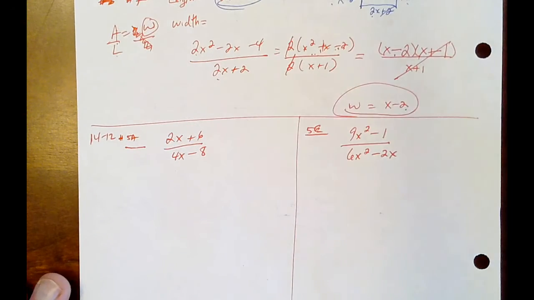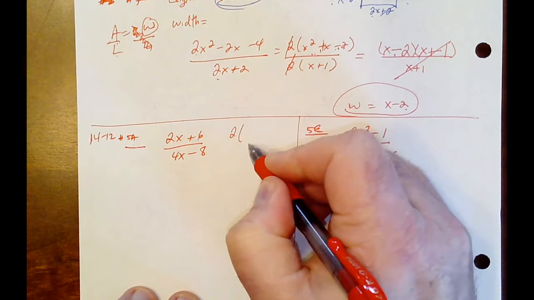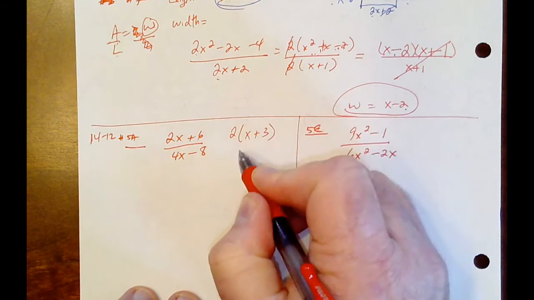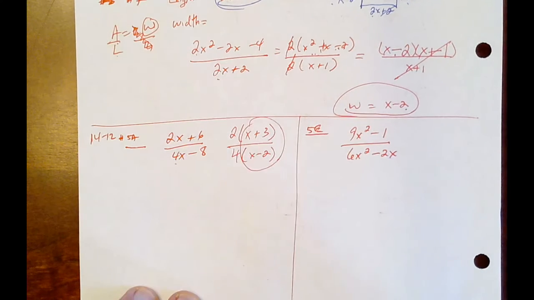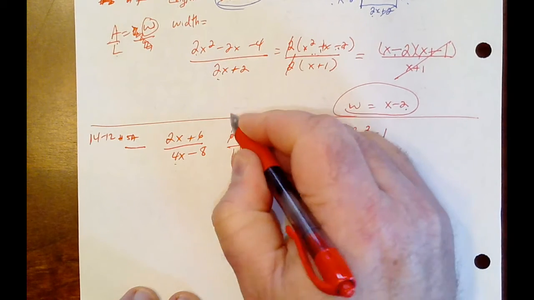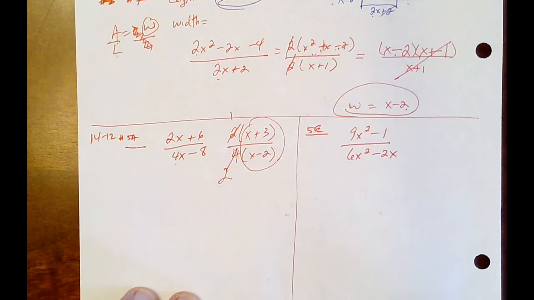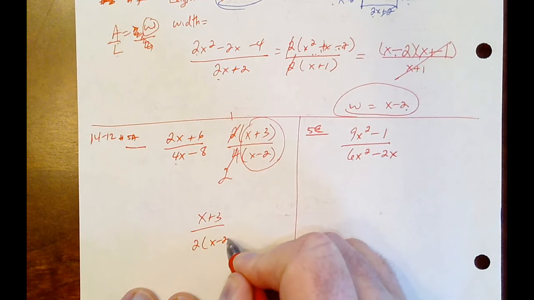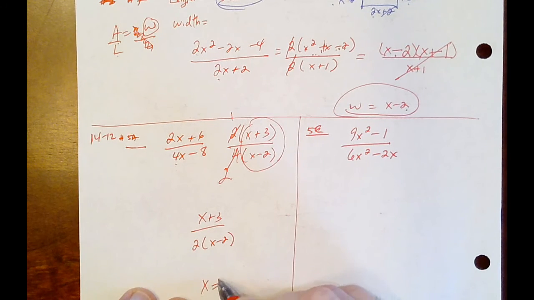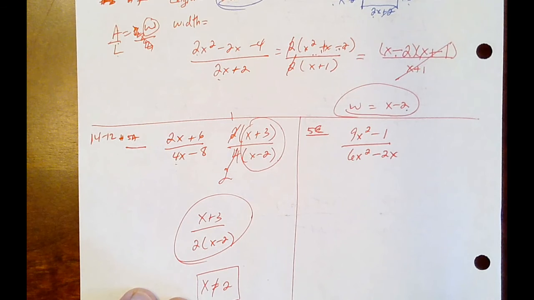And we also wanted page 1412, 5a and 5e. Again, it's a GCF problem. GCF for 2, leaving x plus 3 behind. GCF for 4, leaving x minus 2 behind. These don't reduce, but those do. So left with x plus 3 on top and 2 times x minus 2 on the bottom. But x can never be equal to positive 2. There's your answer. That's your constraint.